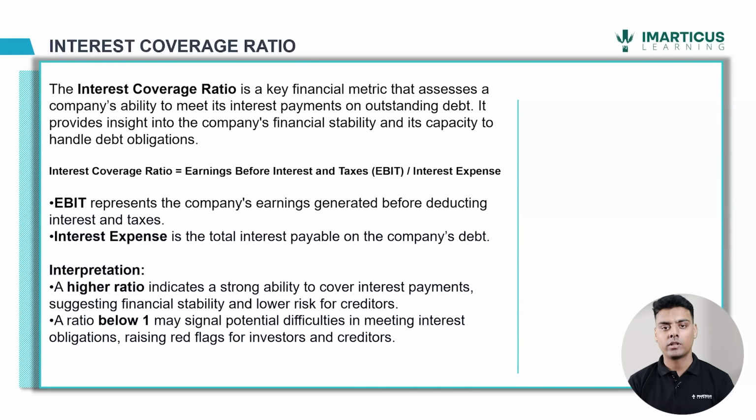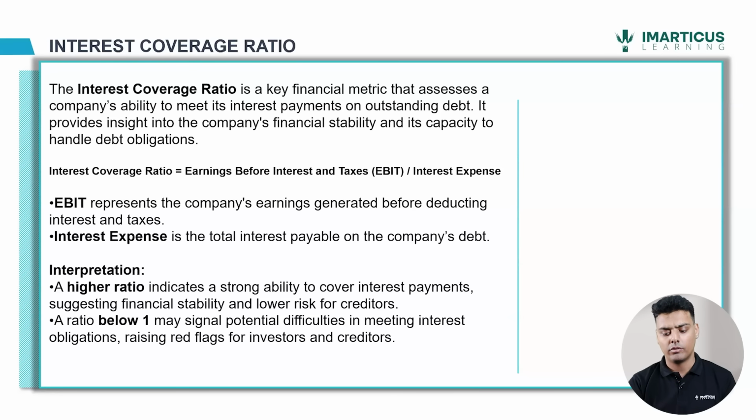The next ratio we're looking at is the interest coverage ratio. The interest coverage ratio is a financial metric that tells us, does the company have enough profit to cover its interest commitments? The formula for calculating the interest coverage ratio is earnings before interest and tax, or EBIT, divided by interest expense. Now, what does EBIT refer to? EBIT refers to the earnings of the company before deducting interest and tax expenses. And this tells us how much profit the company has to pay off its interest liability.